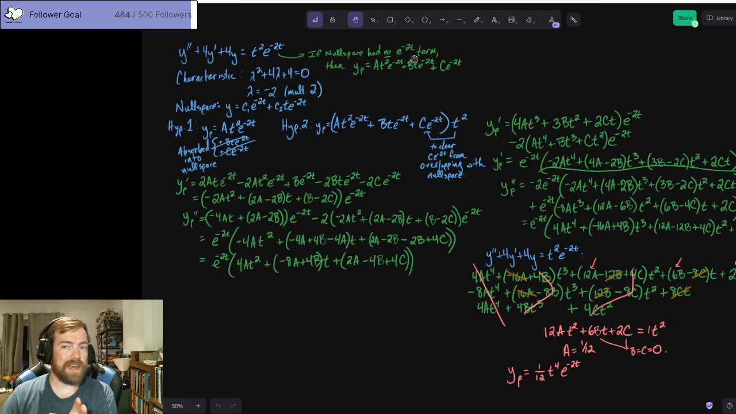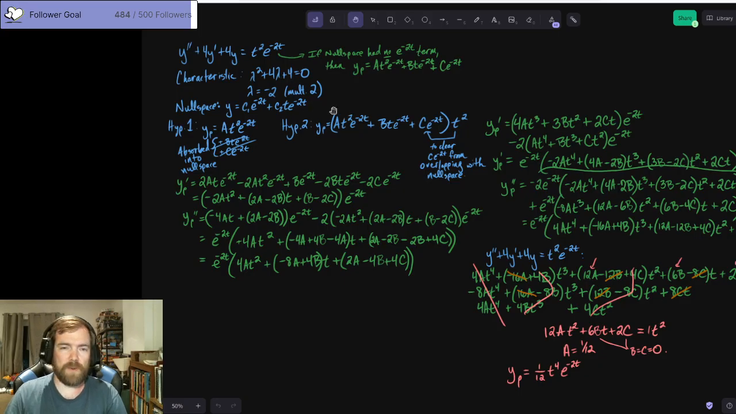If the null space had no e to the negative 2t term, then our particular solution for this one would be at squared times e to the negative 2t plus bt e to the negative 2t plus c e to the negative 2t. Or you could just factor out e to the negative 2t and have at squared plus bt plus c. It's a very nice quadratic that's then attached to our e term with our negative 2 eigenvalue. But since the null space has both an e to the negative 2t and it's a repeated root, so here we have a multiplicity of 2, we also need t e to the negative 2t.